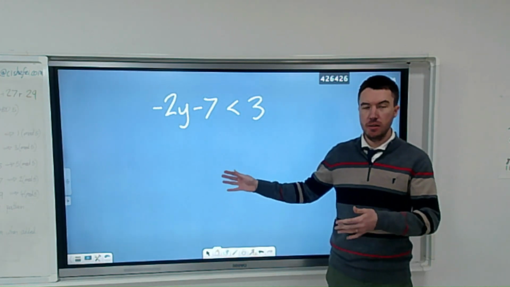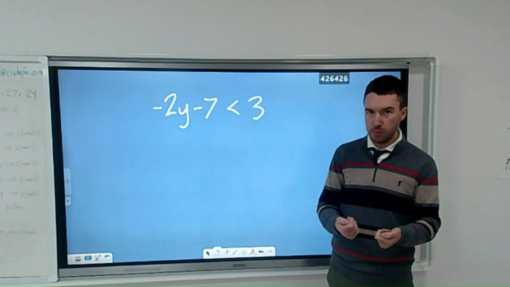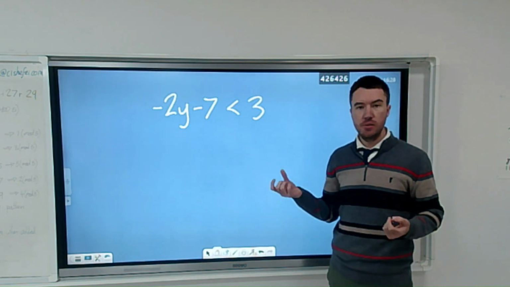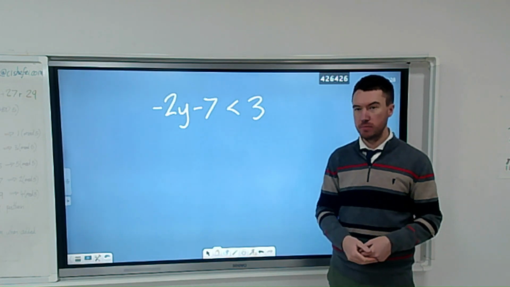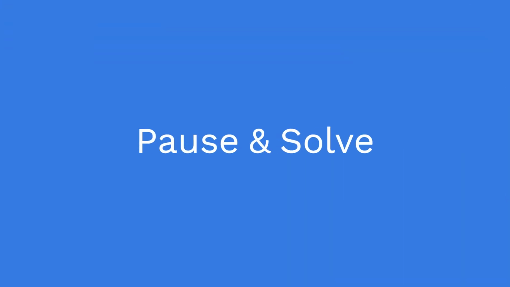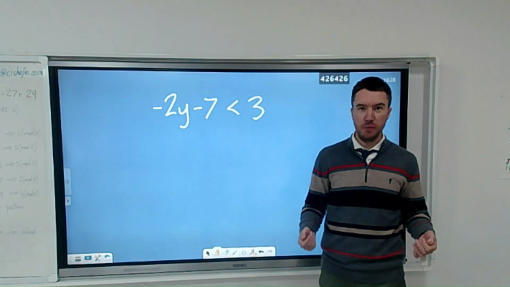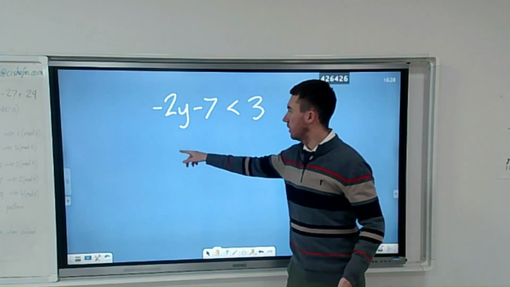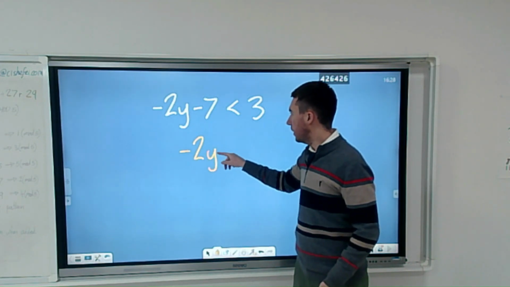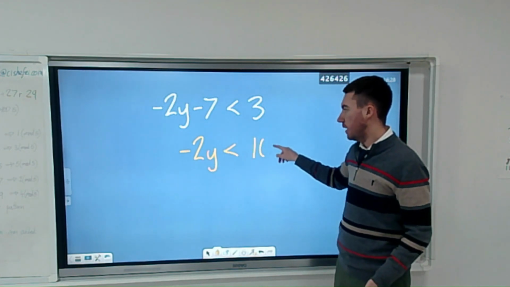This question is a simpler looking one, but it will illustrate that I need to change the sign sometimes. So try and solve it yourself first, and then press play. Okay, the first thing I'm going to do is add 7 to both sides, so my numbers are on this side. And I'll get minus 2y is below 10.